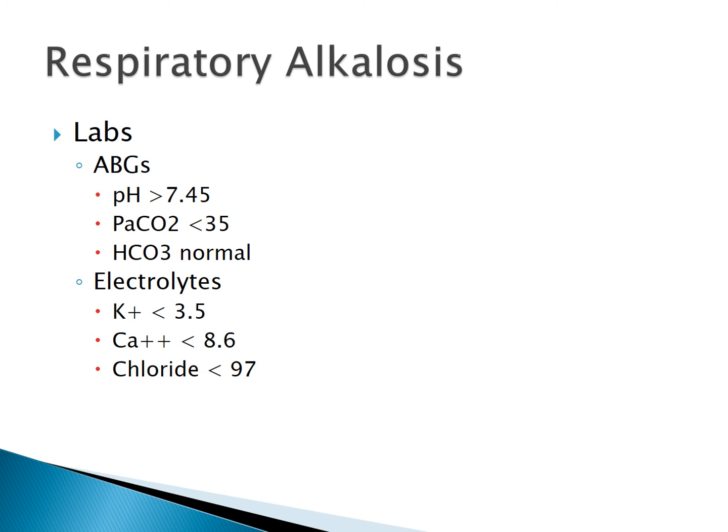All right, so labs for respiratory alkalosis. Again, we're always looking at our ABGs, our arterial blood gases. Your pH for alkalosis is going to be higher, above 7.45. Your PaCO2 is lower, below 35, and your bicarb is normal. Traditionally, if they're respiratory alkalotic, your potassium will be less than 3.5, your calcium will be low, less than 8.6, and your chloride will also be low at 97. So with respiratory alkalosis, your pH is high and your PaCO2 is low. You're going to have an inverse relationship, and that's what's causing the respiratory part of your alkalosis.